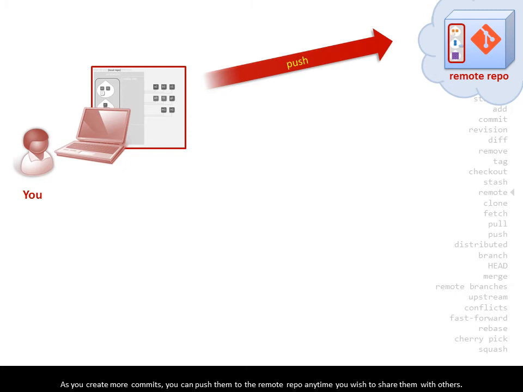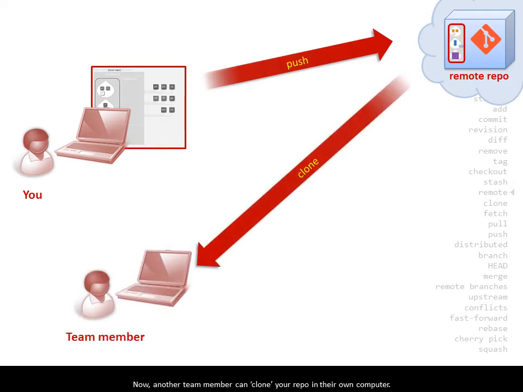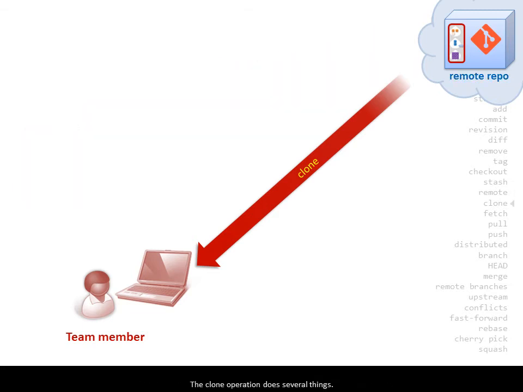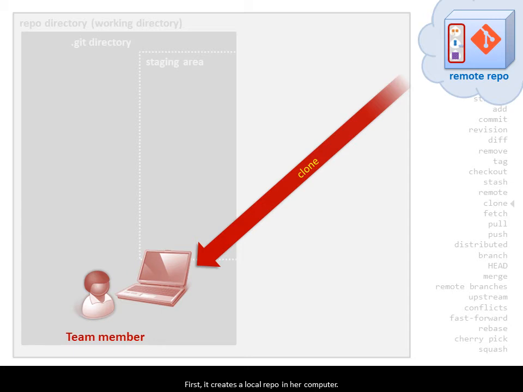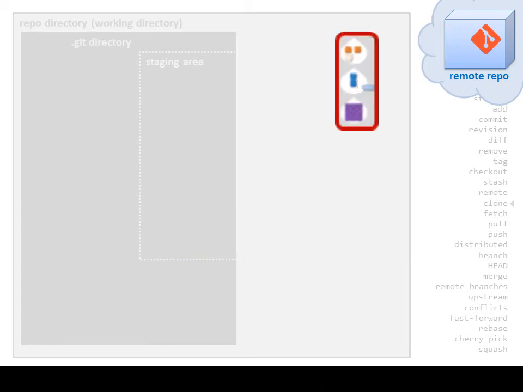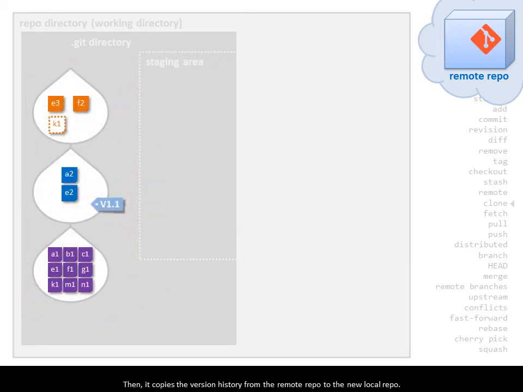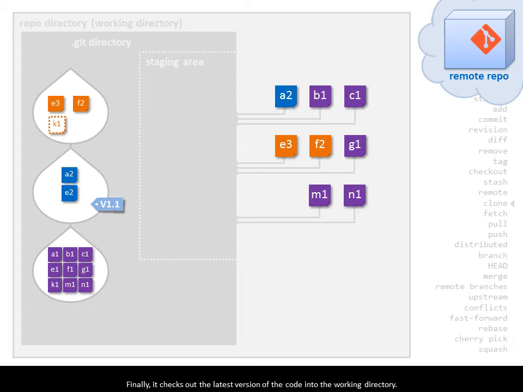As you create more commits, you can push them to the remote repo anytime you wish to share them with others. Now, another team member can clone your repo on their own computer. The clone operation does several things. First, it creates a local repo on her computer. Then, it copies the version history from the remote repo to the new local repo. Finally, it checks out the latest version of the code into the working directory.